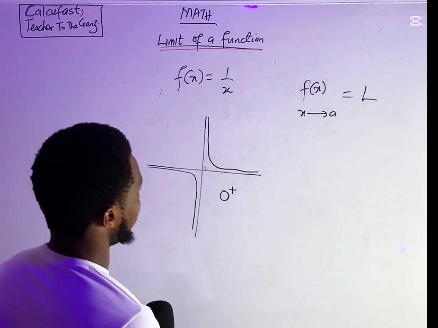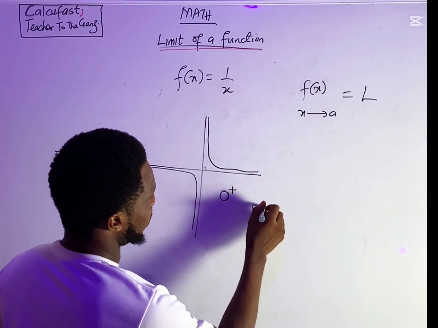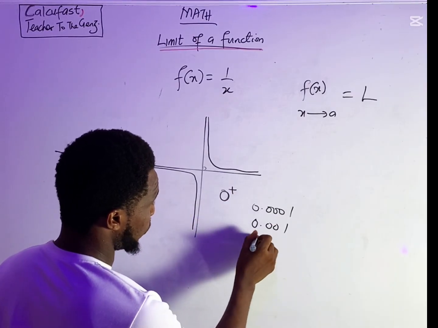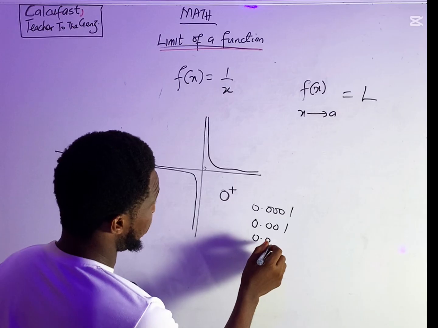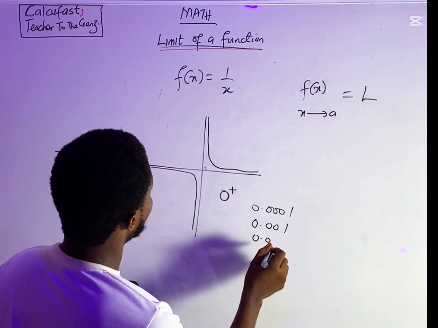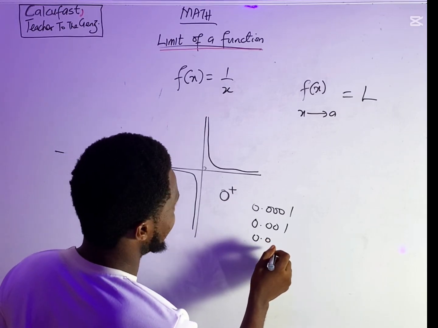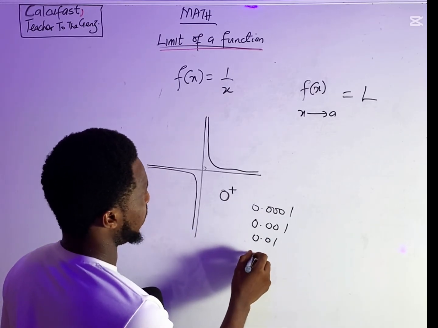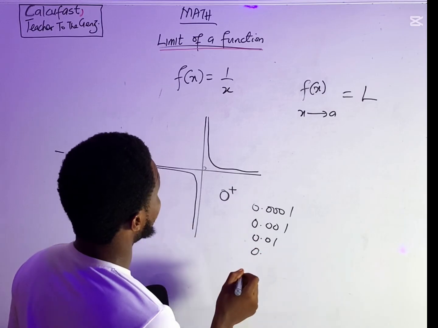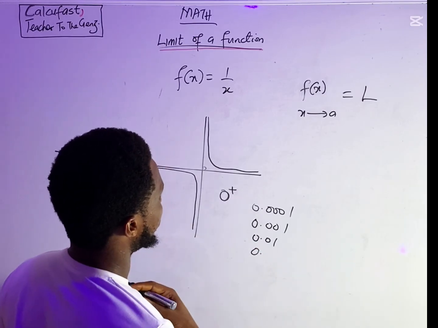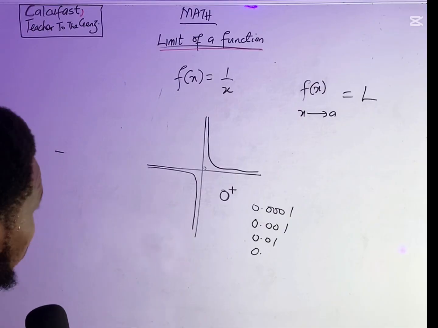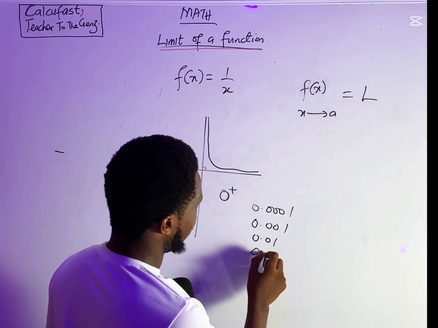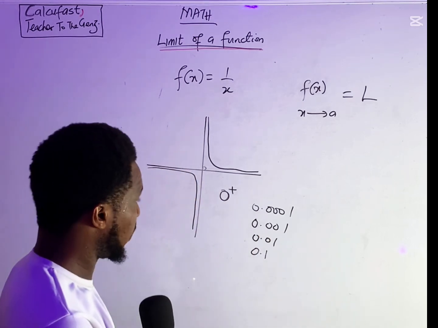that will be 0.0001, 0.001, 0.01, 0.1 and maybe 0. Okay, 0.1. Okay.